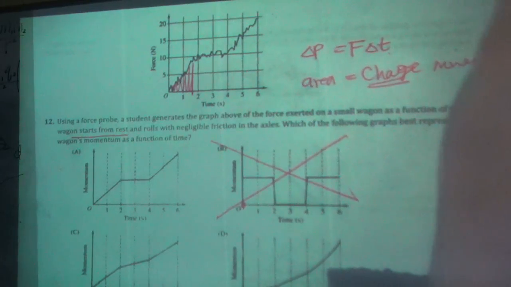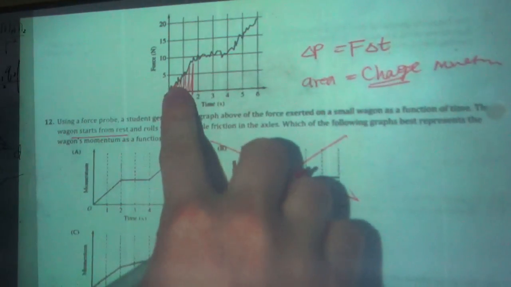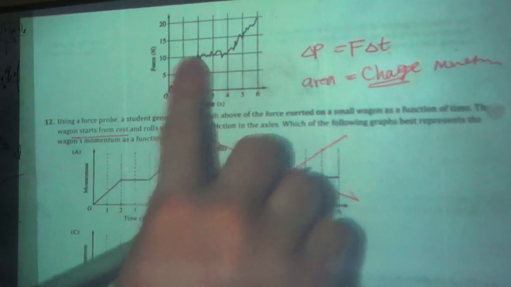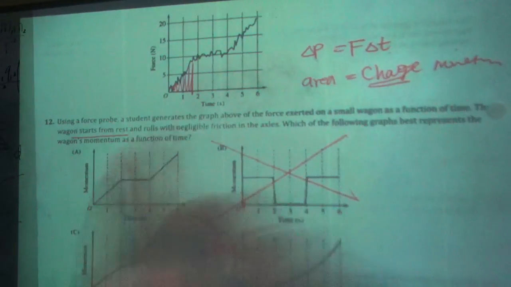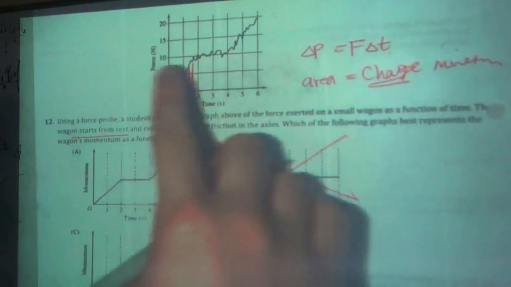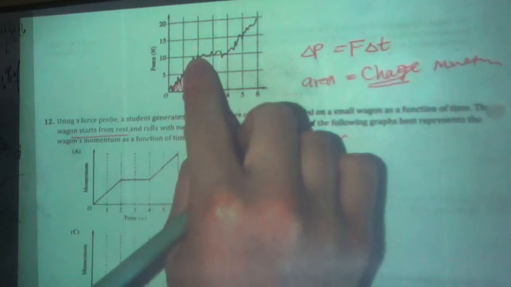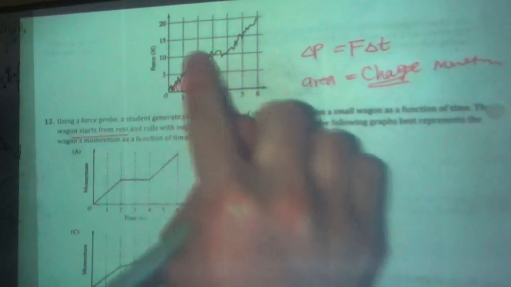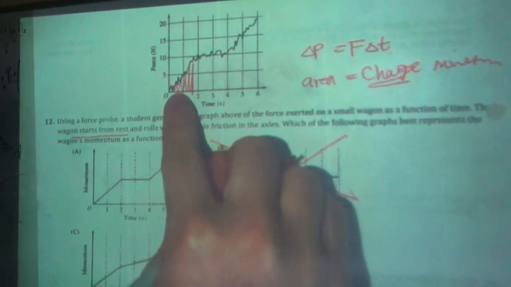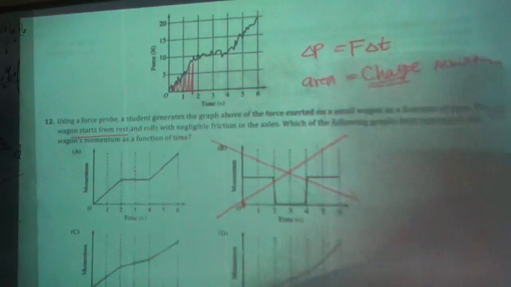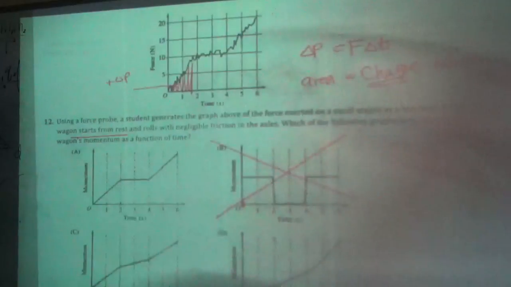So if you were looking at this and you're like, oh, this right here is increasing, so the momentum is increasing. That is totally true. This staying the same does not mean my momentum is staying the same. We'll talk about that in a second. So let's just start with the first section, change in momentum. So I have a positive area, which means I have a positive change in momentum.